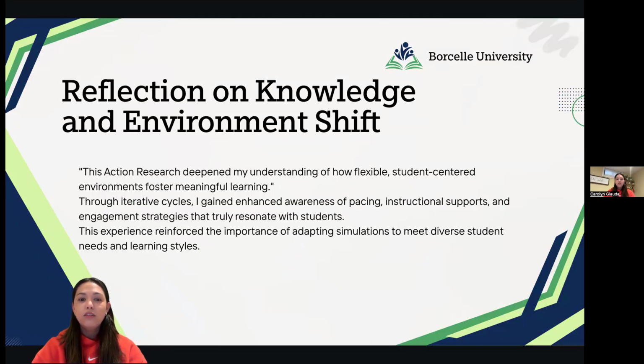So again, this action research developed my understanding of how flexible student-centered environments foster meaningful learning. Through iterative cycles, I gained enhanced awareness of pacing, instructional supports, and engagement strategies that truly resonate with students. This experience reinforced the importance of adapting simulations to meet diverse student needs and learning styles.